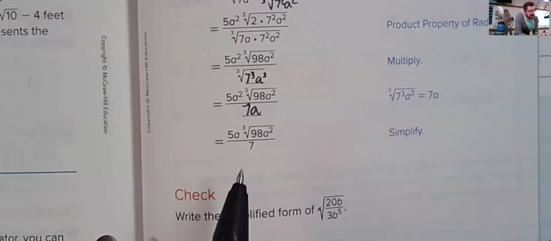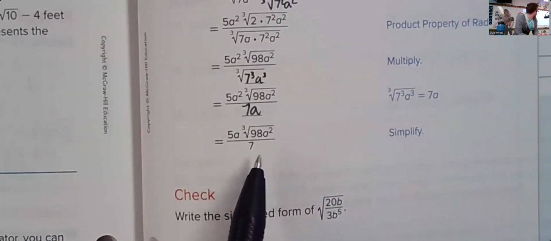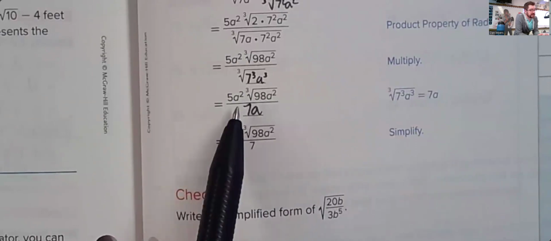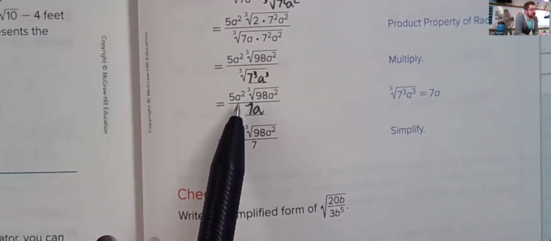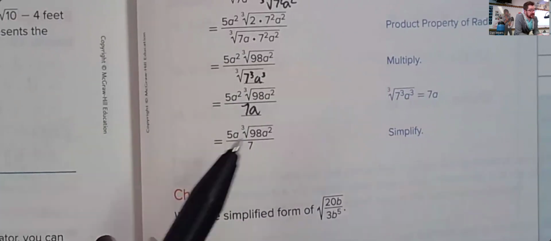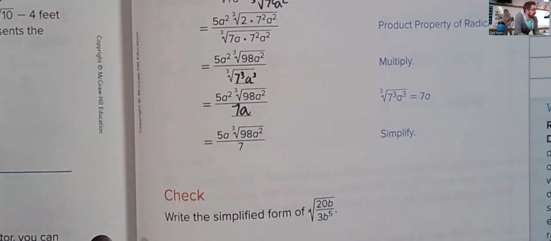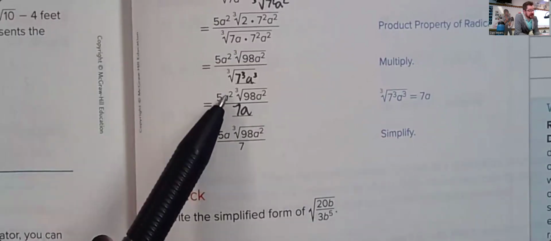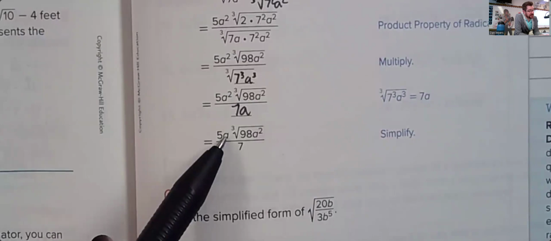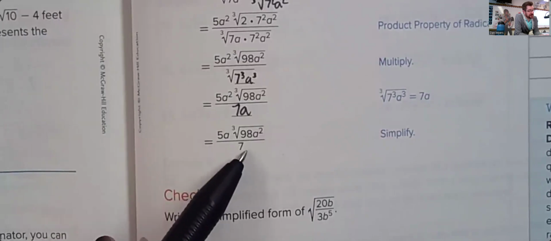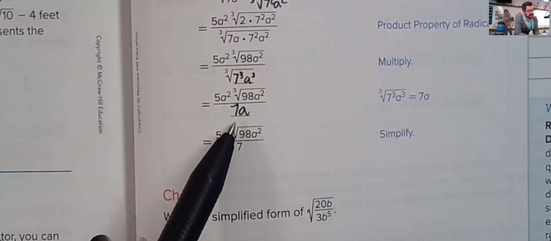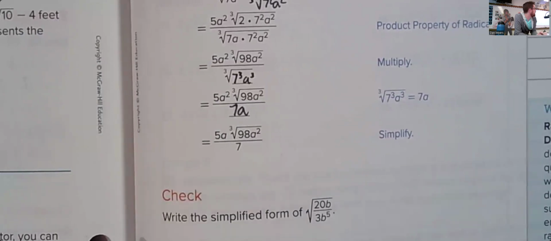And then at the end, the a on the denominator actually goes away. How come? Yeah, it cancels with the a squared on the numerator. So you got to consider at the end here, if that 5 and that 7 could be reduced, if 5 sevens could be reduced, we would reduce that. A squared divided by a does simplify. So we have a on the numerator here, and then the a on the denominator cancels out. So 5a times the cube root of 98a squared over 7. All right.